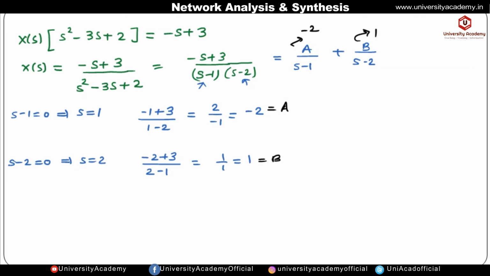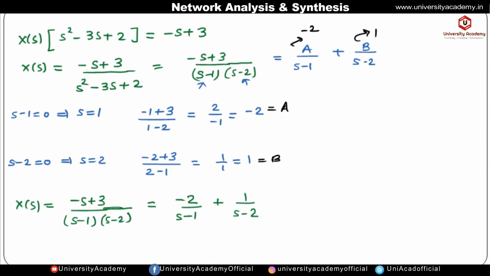So now x of s is becoming, so x of s is equal to minus of s plus 3 whole divided by s minus 1 into s minus 2, which is equal to a value is minus 2 by s minus 1 and b value is plus 1 by s minus 2. So now we have to find out the x of t expression. So let us apply the inverse Laplace transform. So we will obtain x of t.